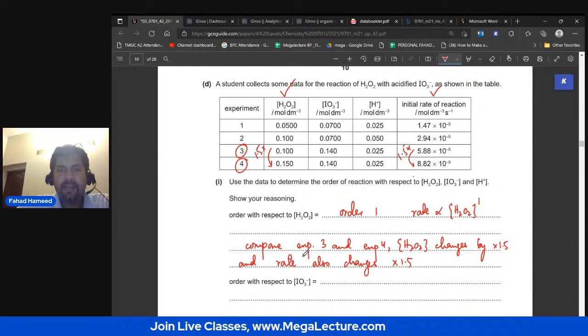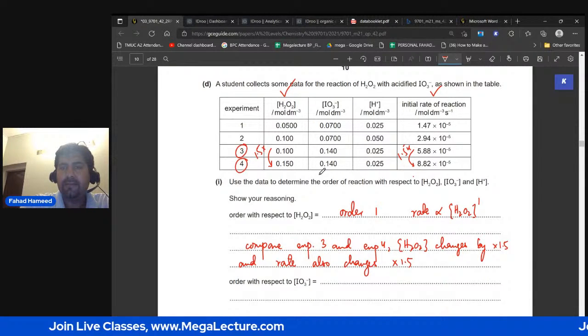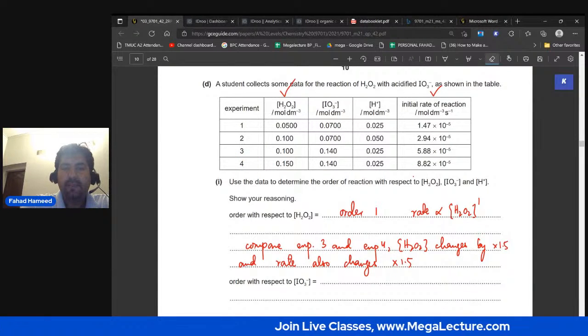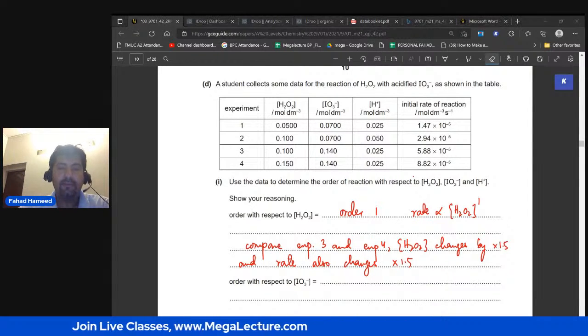Next one is IO3 minus 1. So we have to figure out the order. I'm going to rub all of this out, and I'm going to try and find the order with respect to IO3 minus 1.